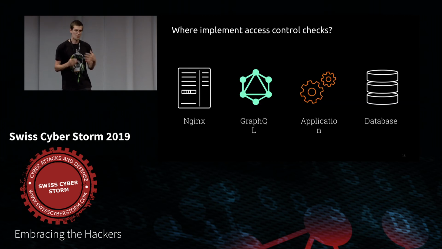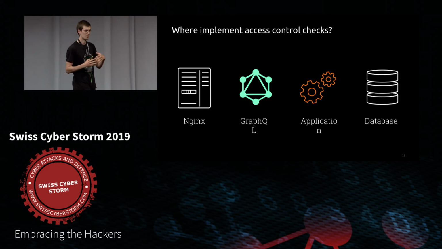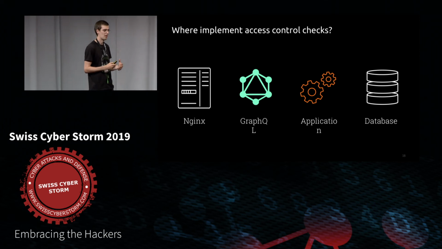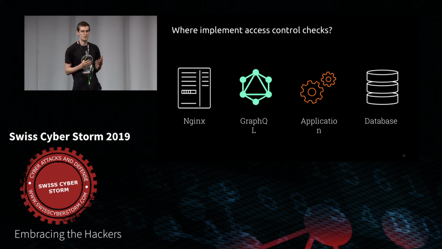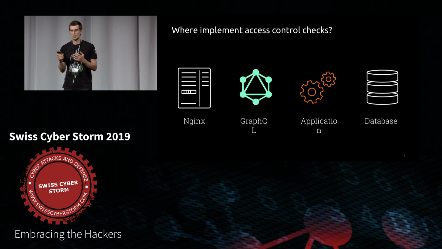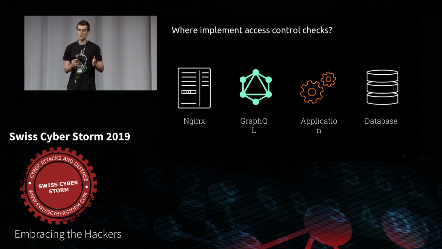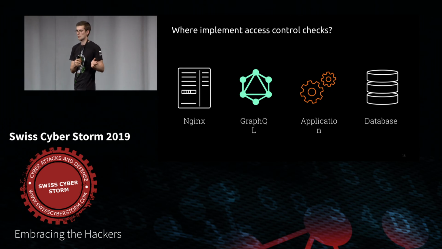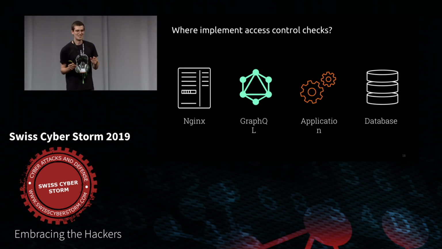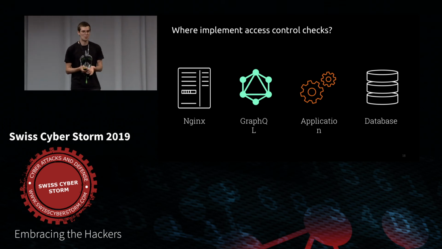Given that a GraphQL API is a little more complex than a REST API, where can we implement access control checks? There are quite a lot of options: on a front-end server, on GraphQL, on a business logic layer, maybe, if you're crazy, on a database layer. But what do you think? Where is the best place to implement these checks?